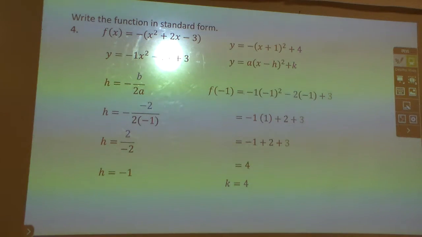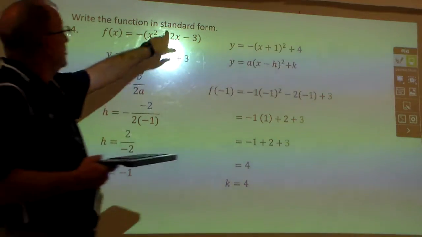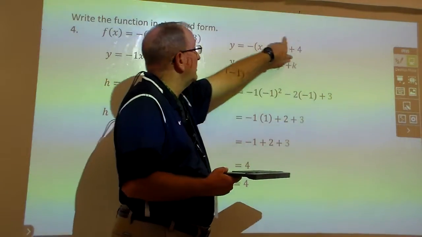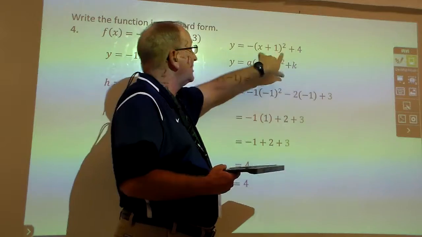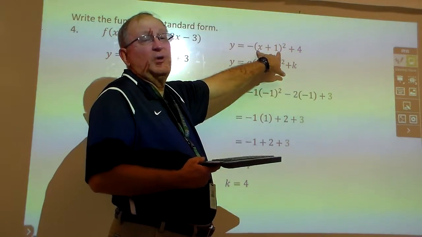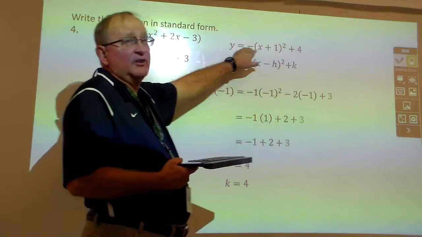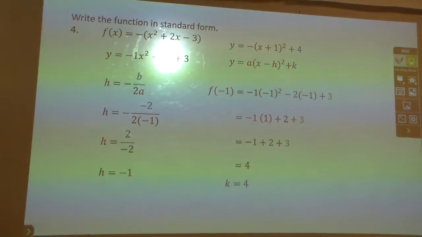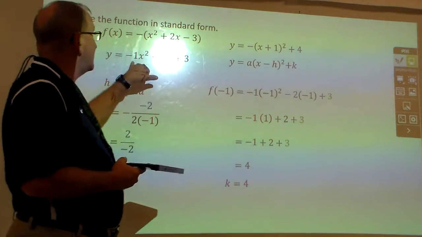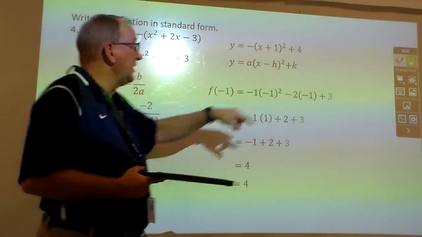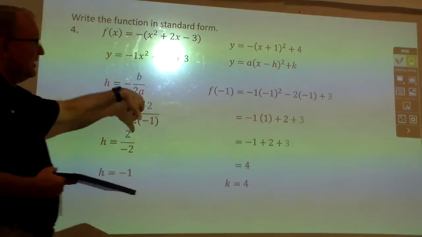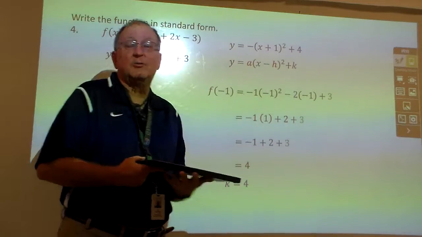All right, so what is the answer? The answer is this here. Write it in standard form. The answer is y equals the negative, really it's -1, but you don't have to write the 1, parentheses, x plus 1 squared plus 4, because you wrote it in standard form. That is the answer right there. But the way to do it, to write it in standard form, you need a. A was given. I need h. I can find h by -b over 2a. And I find k by plugging it in, plugging it in.